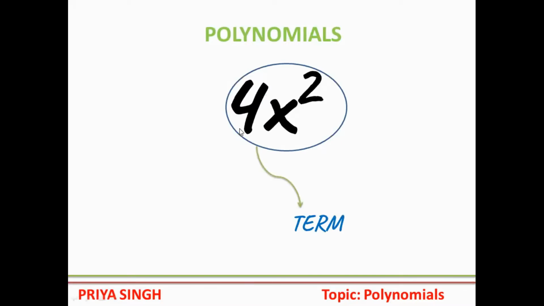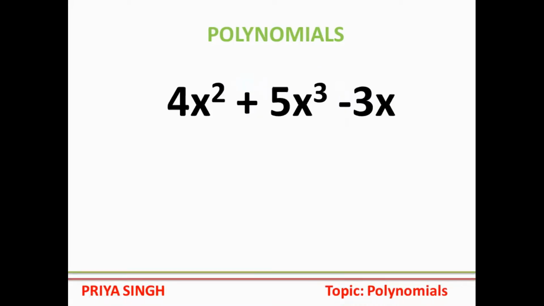Students, if I ask you, what is the degree of this term? You can easily tell 2. Yes, it's correct. It's 2. Now, if there are many terms in an equation, then how are we calculating the degree? Let us take another example. To calculate, I am going to find out the exponent of each term.